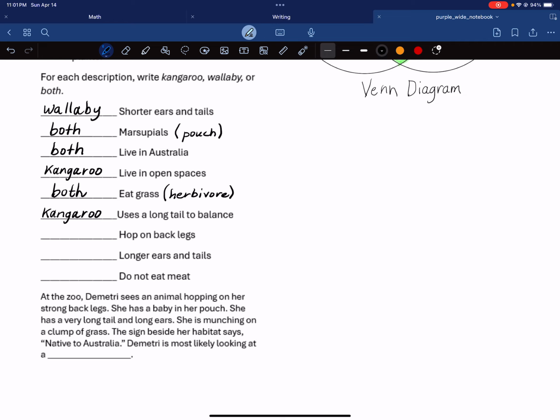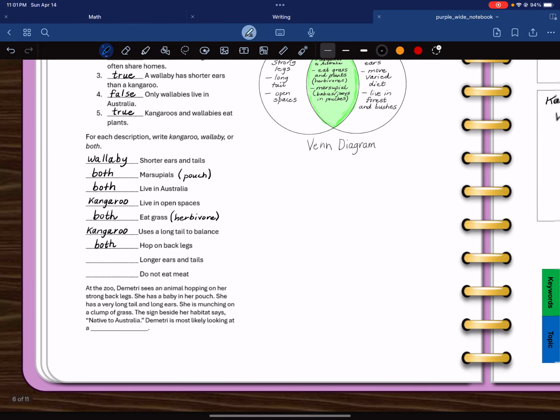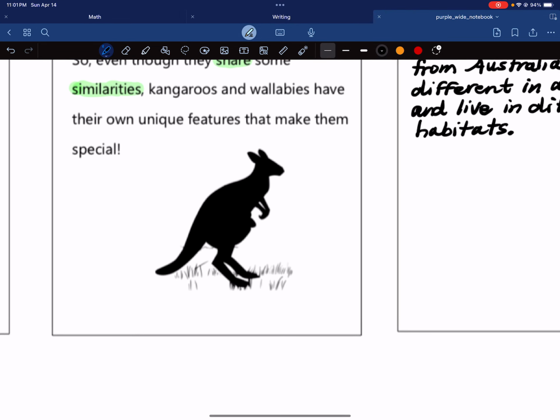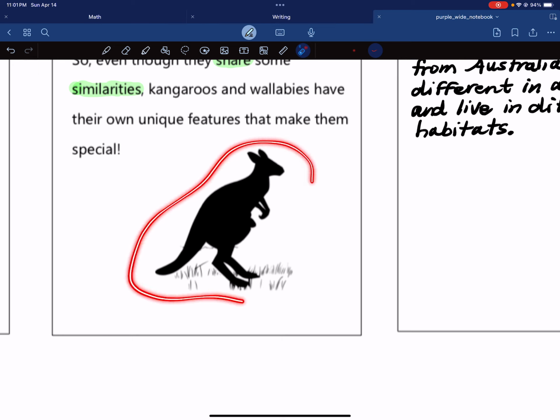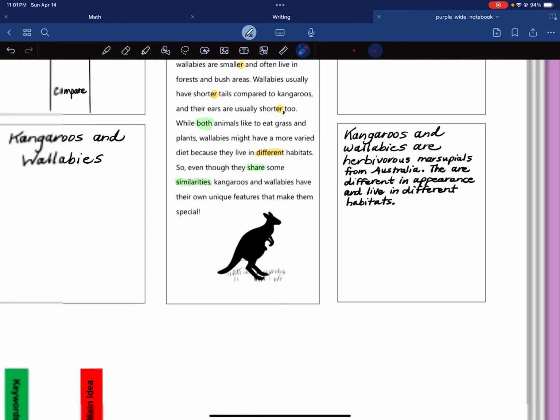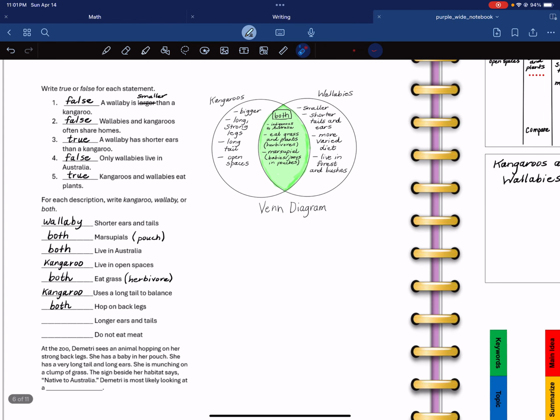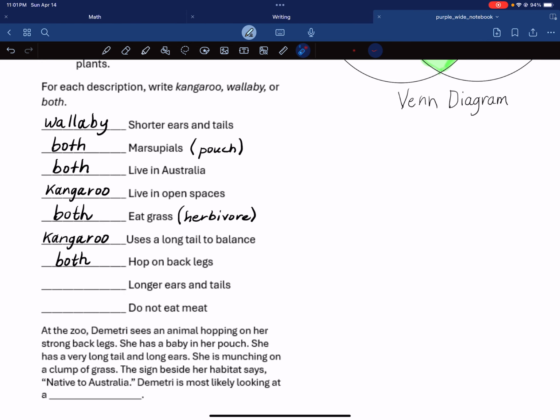This one was not in the passage specifically. One is a little bit tricky. But both wallabies and kangaroos hop on their back legs. And let me show you how I know that. Here is a picture of a wallaby. And I can tell that because the tail is shorter. The ears are shorter. There's the joey. But look at how this creature is standing. It's standing on its back legs. So use the pictures to help you with these questions. That is a both.